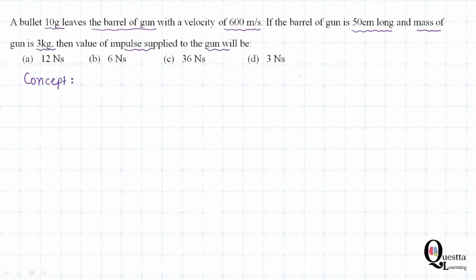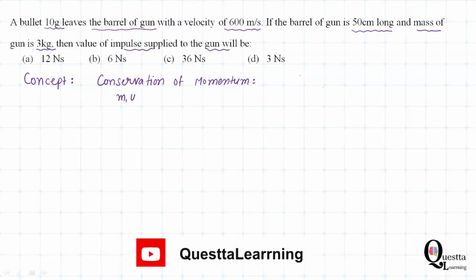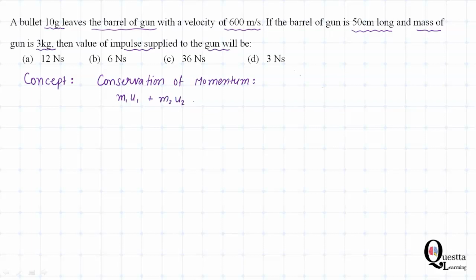So first of all, let's see the concept that we will use here to solve this question. First of all, here we will see the conservation of linear momentum, and this is given by m1 times u1 plus m2 times u2 is equal to m1 times v1 plus m2 times v2. So this is for the condition.